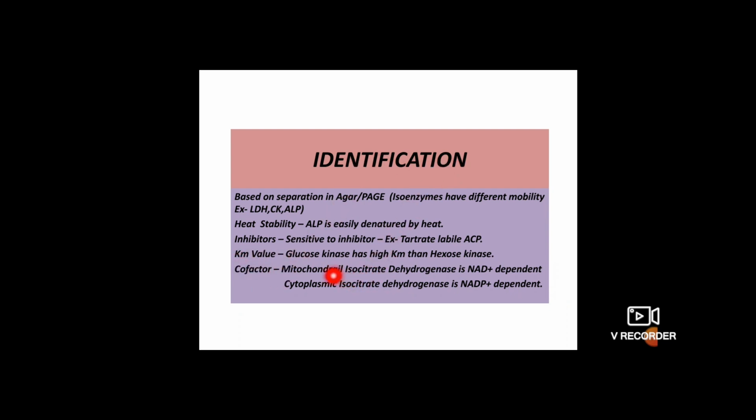One example is isocitrate dehydrogenase. Both are enzymes only, but by location, when it is present in the mitochondria, it is dependent upon the NAD plus coenzyme. It is not a cofactor, it is a coenzyme. When the same enzyme is located in the cytoplasm or cytosol, it is dependent upon NADP. So NADP dependent. So based on the cofactor also we can identify. So these are the various ways we can identify the isoenzymes or any other enzymes based on these factors.